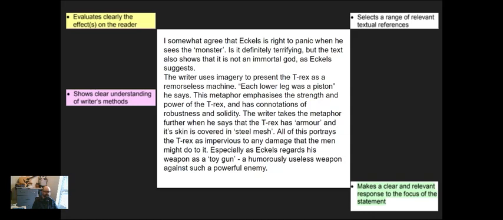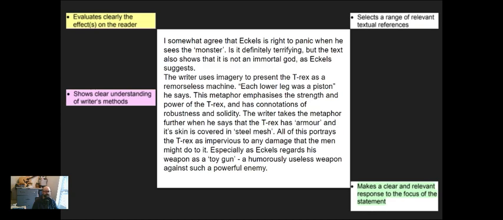So, in some ways, I agree, because we're certainly given evidence that the T-Rex is monstrous and terrifying. But also there's evidence, I think, to show that Eccles could have been more level-headed. Okay, I somewhat agree that Eccles is right to panic when he sees the monster.